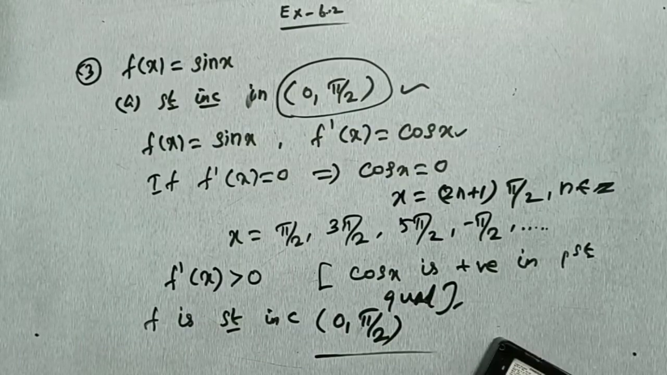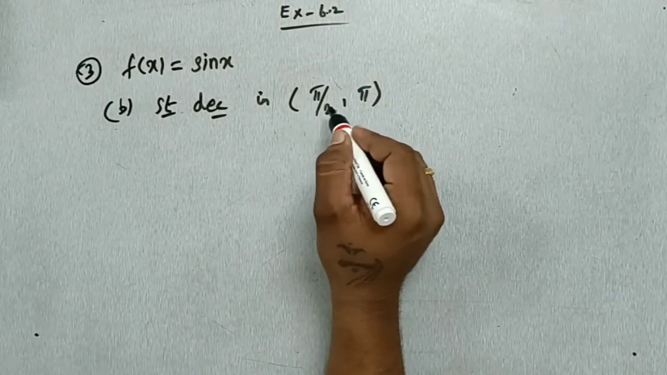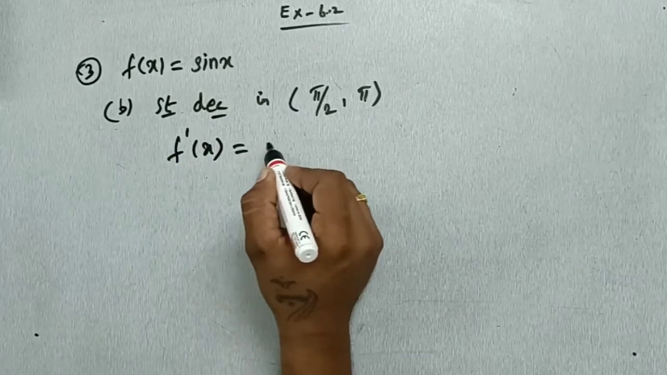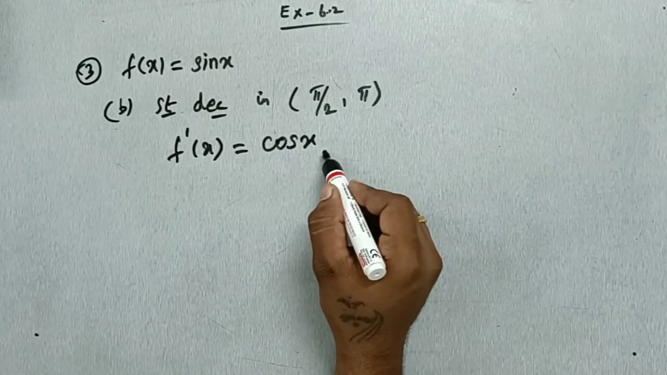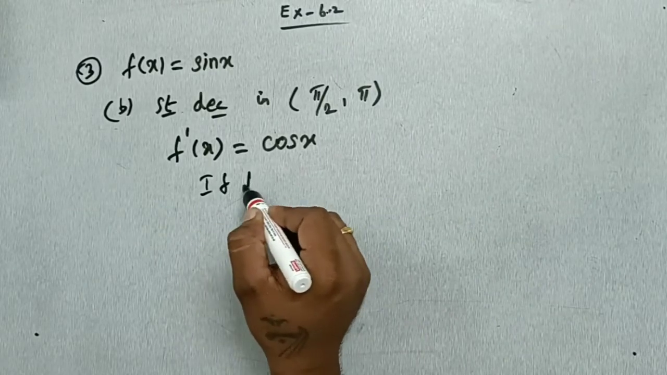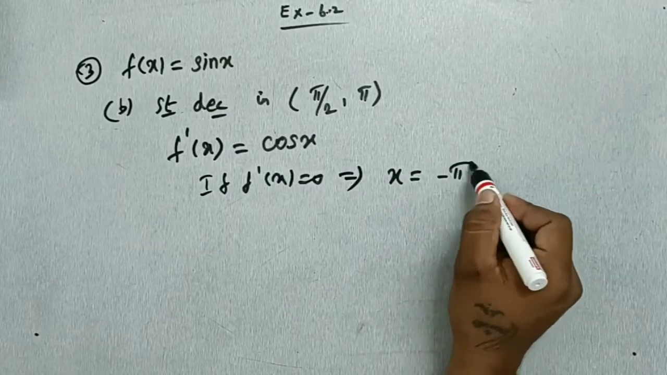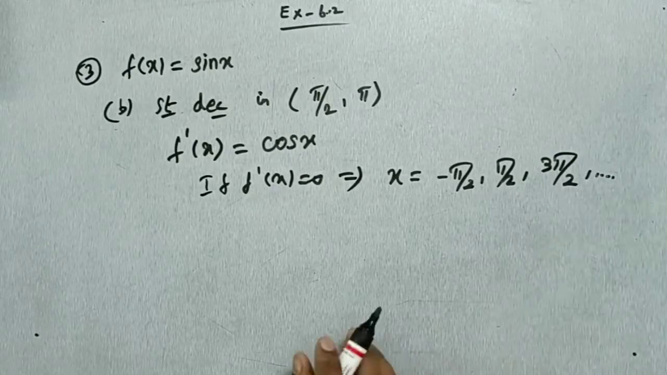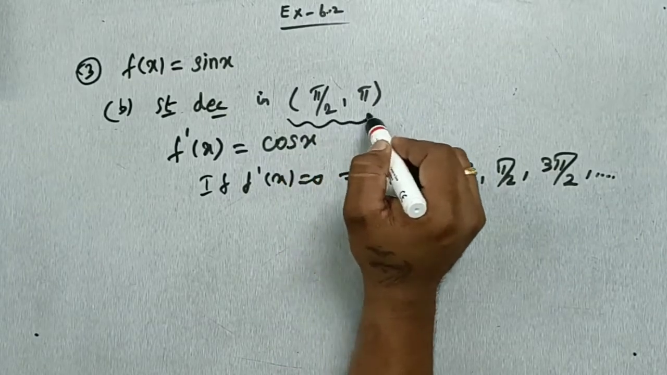Now second case. We have to prove that f is strictly decreasing in the interval pi by 2 to pi. Same, f of x equal to sin x, f dash of x equal to the differentiation of sin x, which is cos x. If we take cos x equal to 0, f dash of x equal to 0 implies x values are minus pi by 2, pi by 2, 3 pi by 2, like that. So we have to take this whole interval, and there is no partition in this interval.